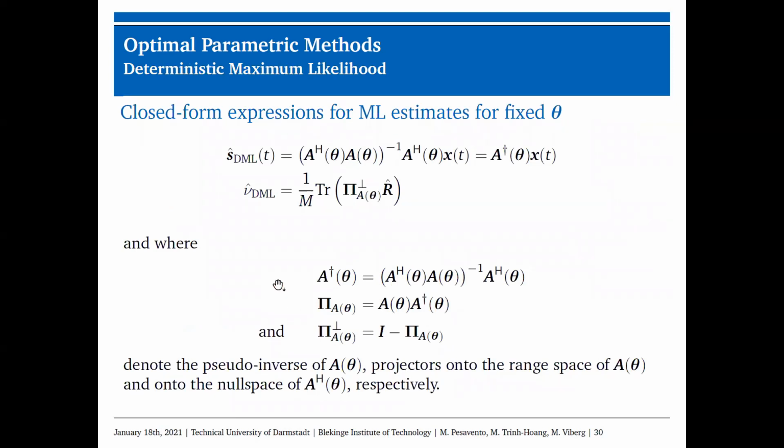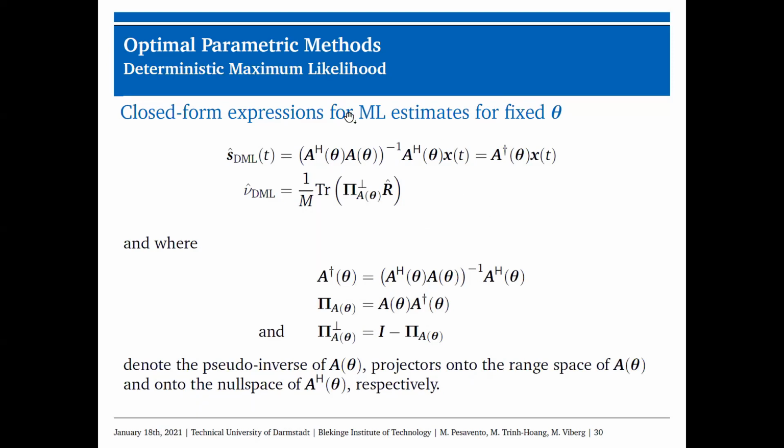So for fixed DOA parameters theta, the maximum likelihood estimate with respect to S is given by this, and the noise estimate is given by this. Here A dagger is the Moore-Penrose inverse, and the P_A perp and the P_A are shown here. P_A is the projection matrix onto the range space of A, and P_A perp is the projection matrix onto its orthogonal complement.